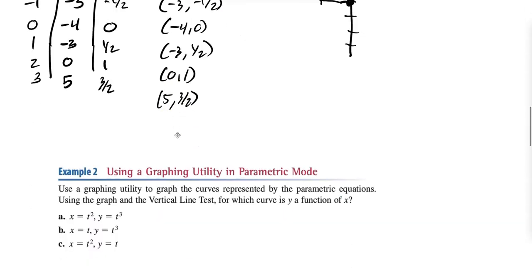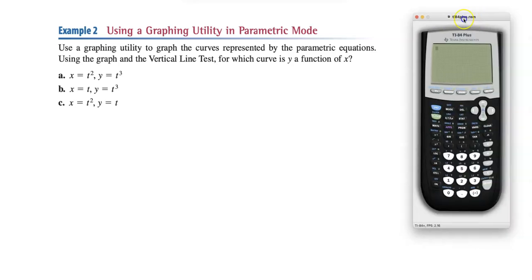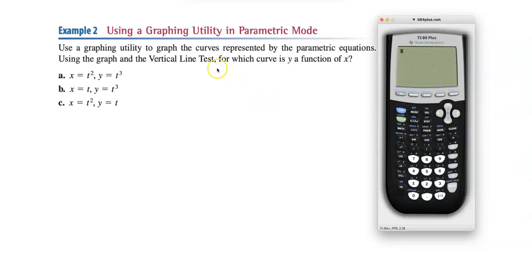Okay, so the next one, we're going to do one of these. Use a graph utility to graph the curves represented by parametric equations. Using the graph and the vertical line test, which curve is y a function of x? So on our calculator, we actually could put it in parametric form. If you go to mode, you see right here it says function, parametric, polar, and sequence. So we're going to go over here and put parametric. Now when I do that, when I go to y equals, it's a totally different screen. It's x1, y1, right? It has our x equation and our y equation. So for our first one here, our x equation is t squared.